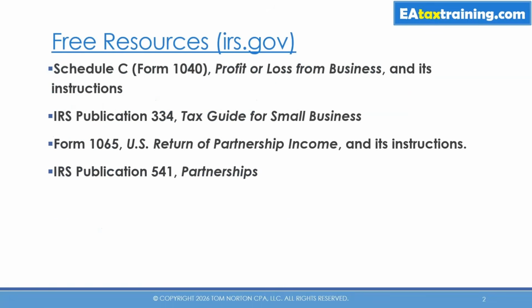Our free resources from irs.gov, only 4 in total, but they are in bold. We've got 2 for sole proprietorships and 2 for partnerships. For sole proprietorships, we've got Schedule C of Form 1040, along with its instructions, and IRS Publication 334, Tax Guide for Small Business. For partnerships, we've got Form 1065 and its instructions, along with Publication 541.